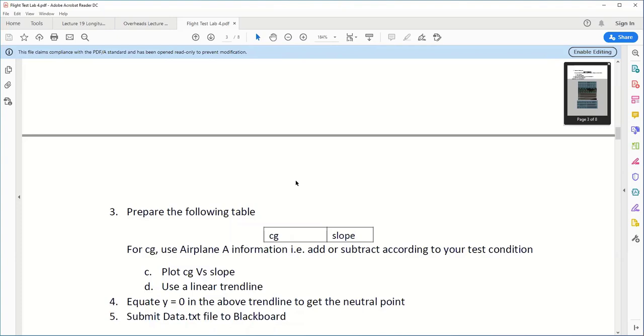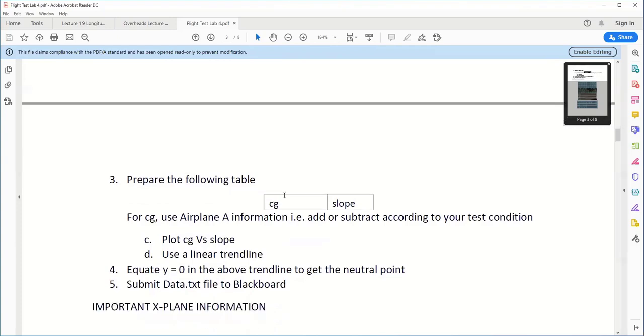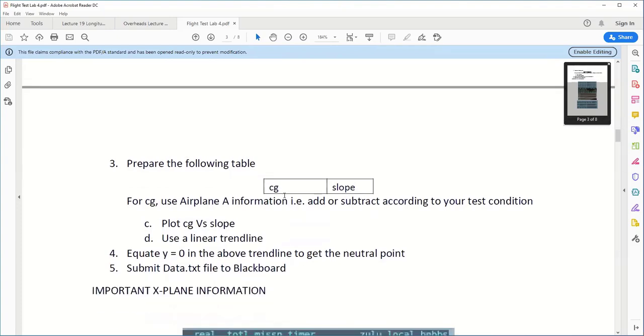Once you have that, you'll have literally 3 points. There are 3 lines from the previous step, which means you have 3 slopes and 3 CGs, so you get 3 points. You can approximate that to a linear trend line, and once you have that, substitute y equal to 0 and you should get the neutral point.